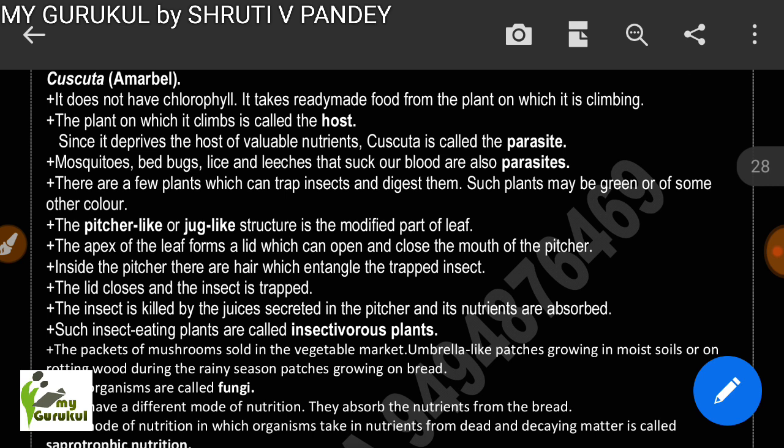So inside the pitcher there are hairs which entangle the trapped insect.